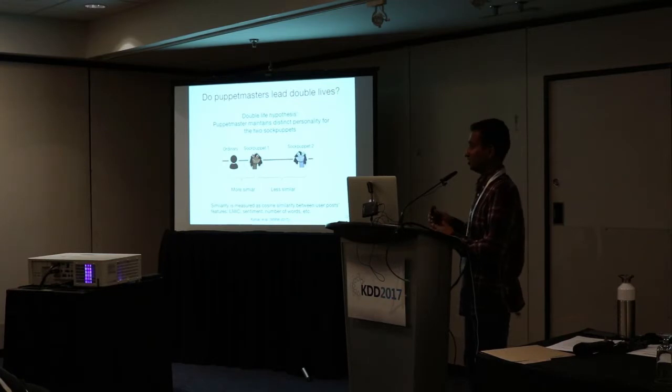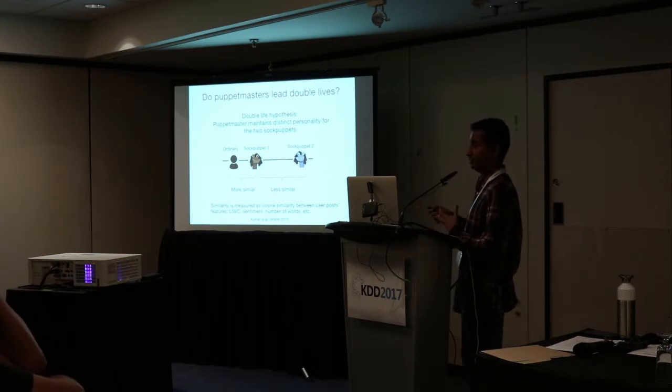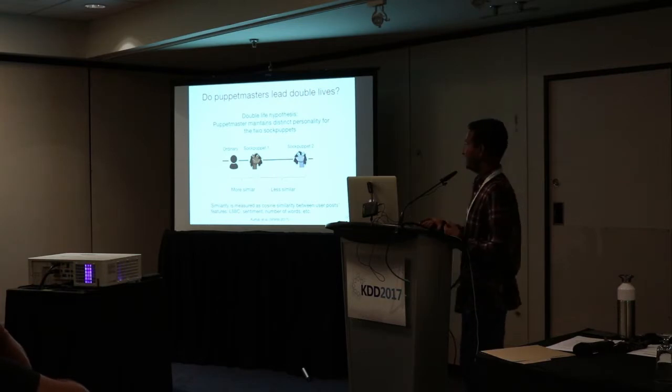But what is the purpose of this sock puppet creation, and how are the puppet masters, which are the people behind the sock puppets, using these different sock puppets? So one hypothesis is that the puppet masters are very smart, and they behave the two sock puppet accounts very differently. Which means one sock puppet account is very close and indistinguishable from an ordinary user, and the other sock puppet account is very far in terms of its similarity to this sock puppet, where similarity is measured based on the cosine similarity of all the posts that the users have made. And we derive a lot of features like content, sentiment, number of words, and so on to identify similarity. So we develop a feature vector of ordinary users, we develop feature vectors of the sock puppets, and then make pairwise cosine similarity comparisons.